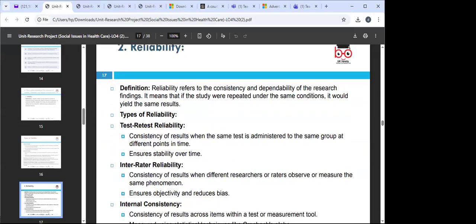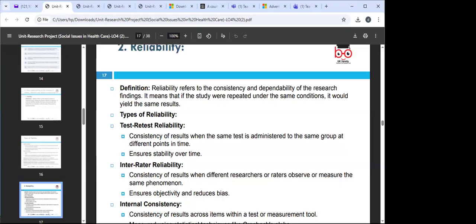What is reliability? Reliability refers to the consistency and dependability of the research findings. It means that if the study were repeated under the same conditions, it would yield the same results.